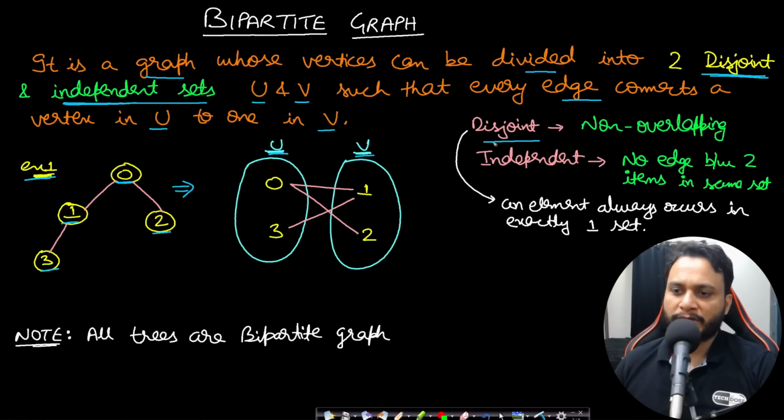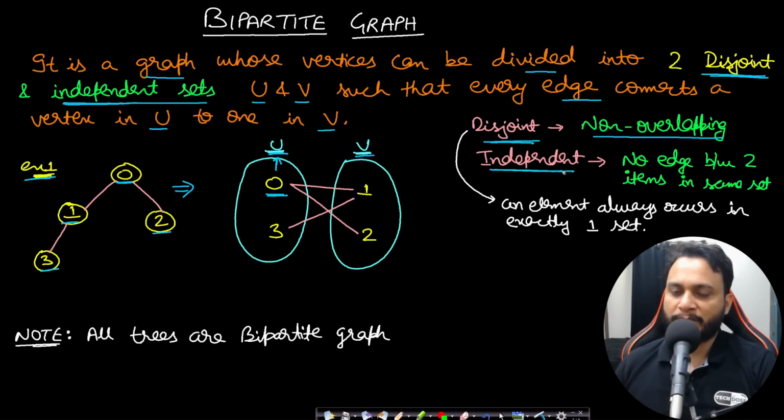If you consider a disjoint set, then the word disjoint means non-overlapping. So this means that a node, if it is present in set U, it cannot be present in set V side by side. A node must always be present in exactly one set. That is the meaning of disjoint set.